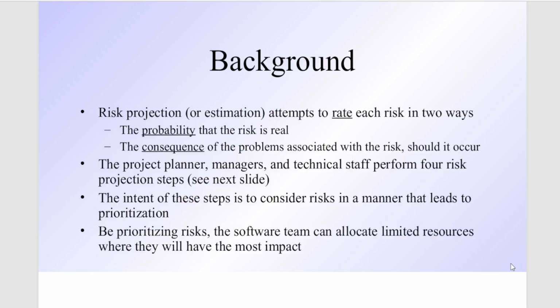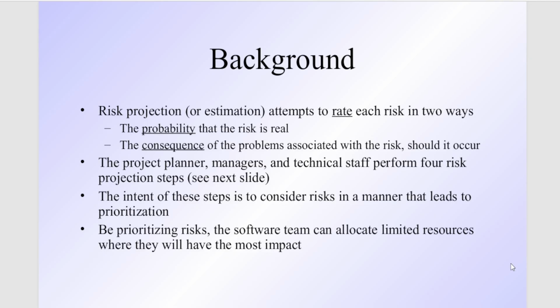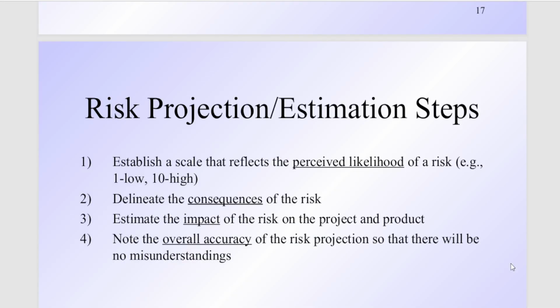Now, the next thing is the estimation. The estimation generally happens when we estimate the cost of the risk that is associated with the risk. If the risk happens, what is the particular cost? Risk projection is the word used for estimation, and it attempts to rate each risk in two ways: probability and the consequence, the impact, right? So we will see how we do it.